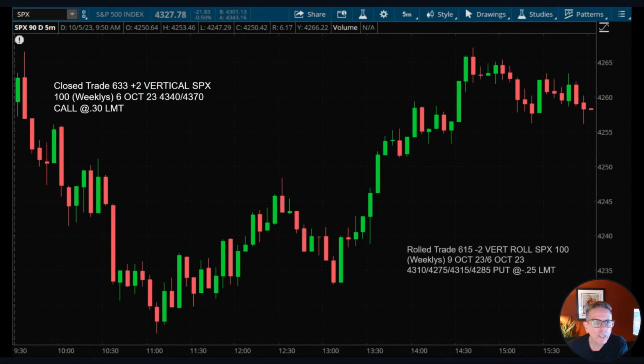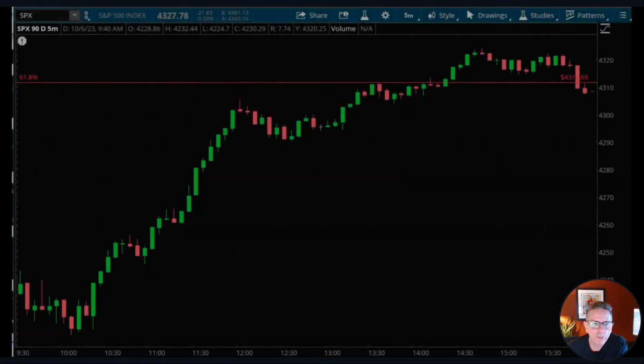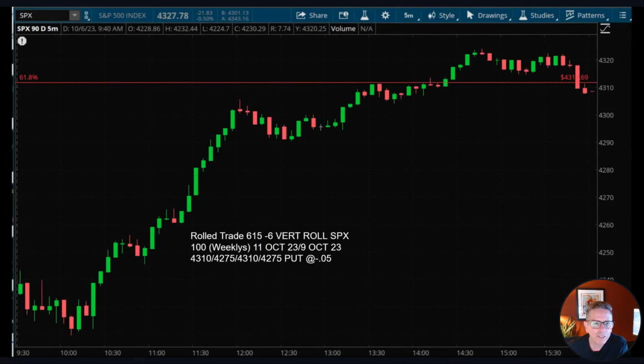And so here we closed that trade for 30 cents, actually, let's see, no, we rolled that trade and we got a 25-cent debit on it, and then we put on the put spread again for 70 cents, and now we have $3.15. We're almost there, guys.